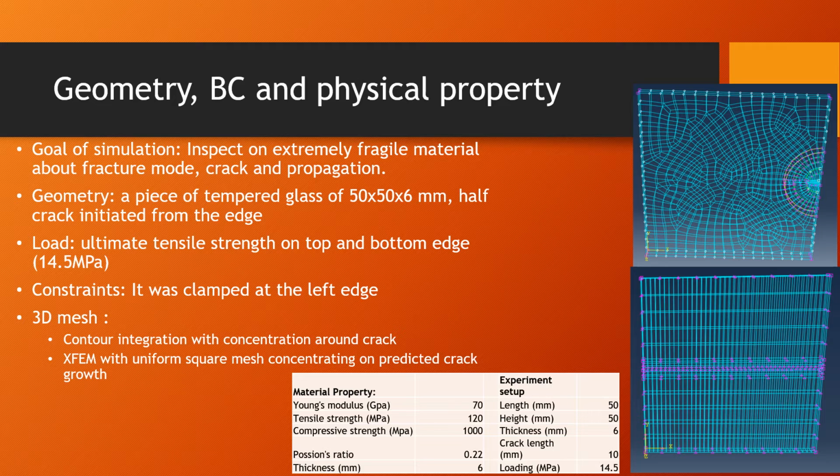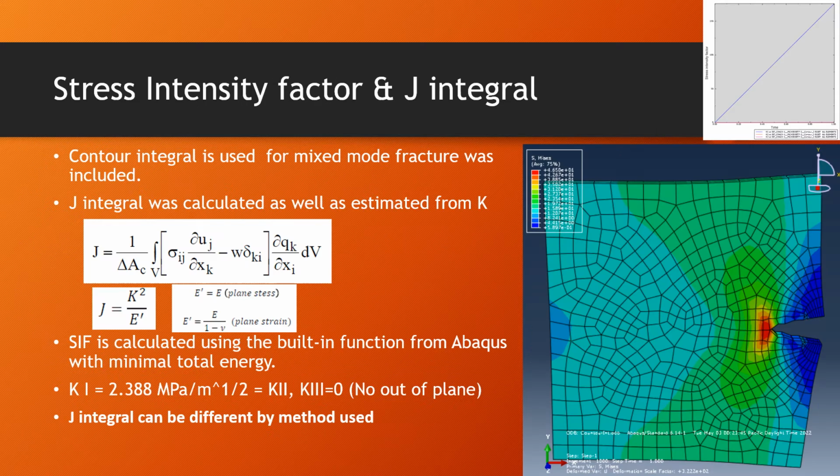And the material property is as follows. So tempered glass is really similar to aluminum in some way, but is really sensitive to cracks. And the crack will develop very quickly because of the high internal stress.